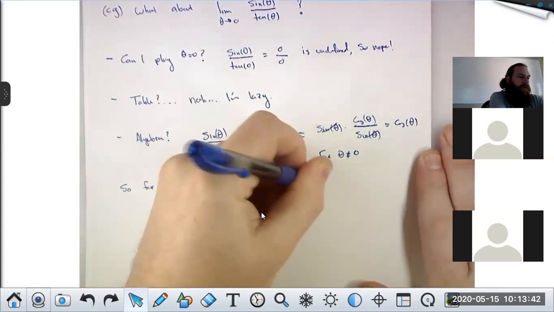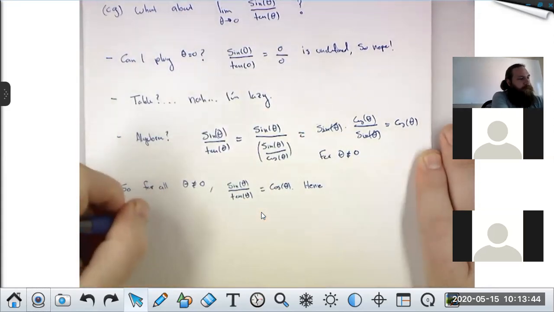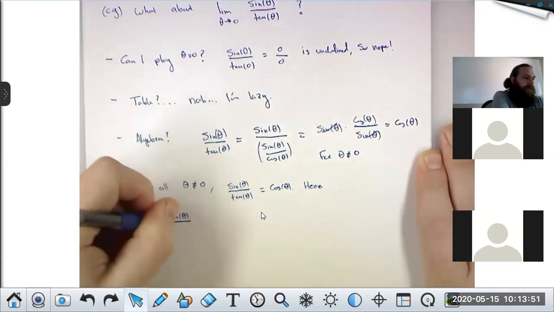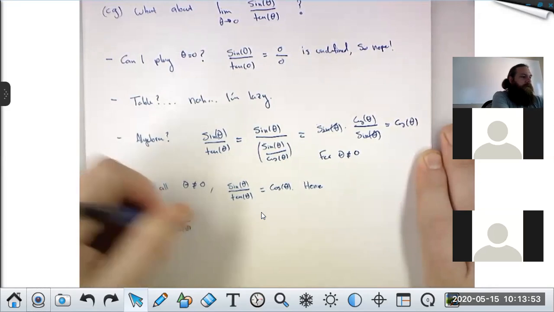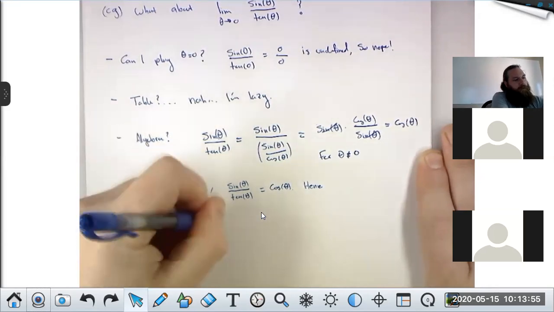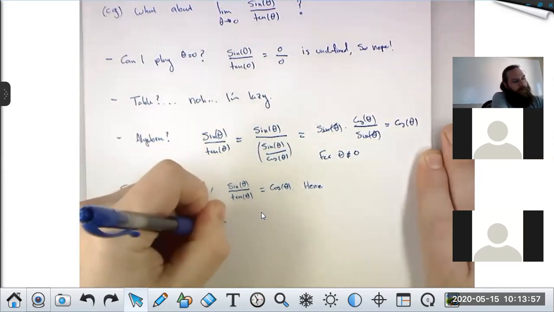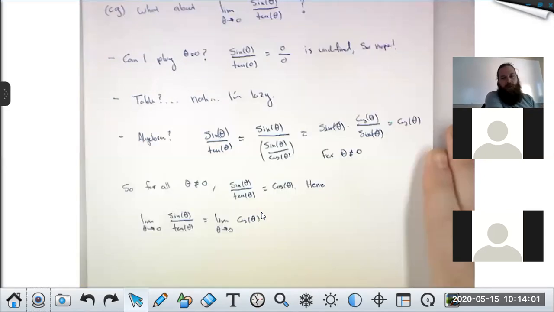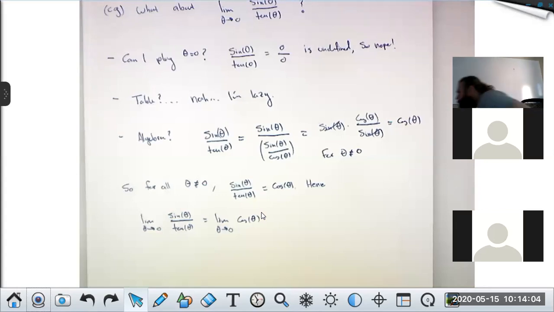Hence, the limit as theta goes to 0 of sine theta over tan theta is equal to the limit as theta goes to 0 of cos theta. And cos theta is continuous at 0.